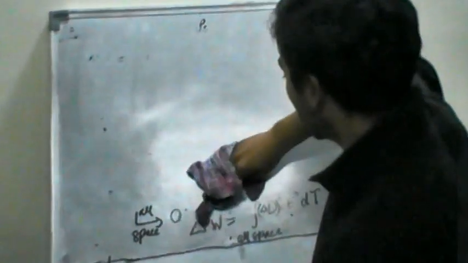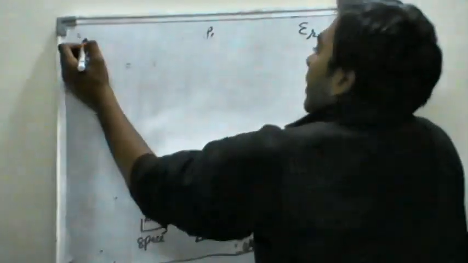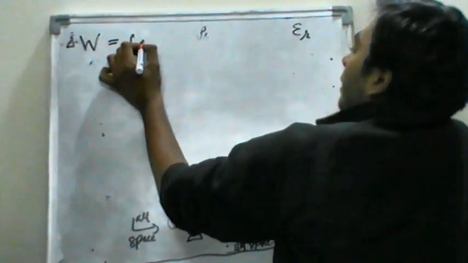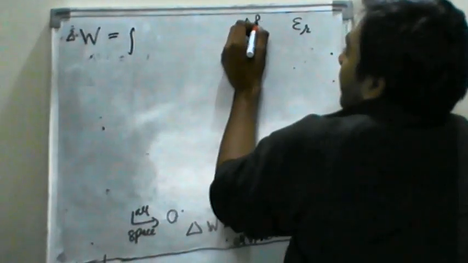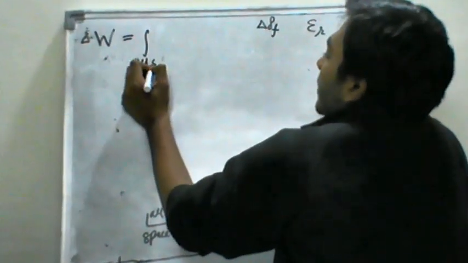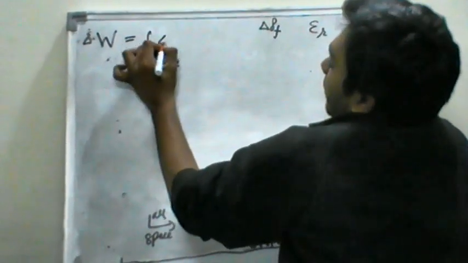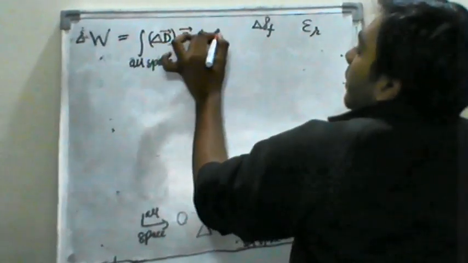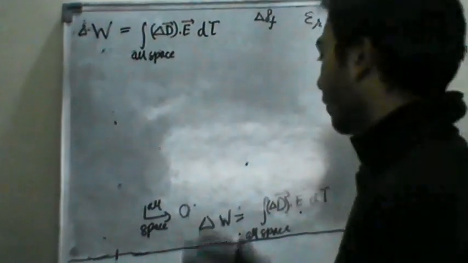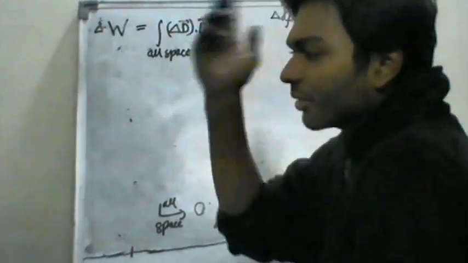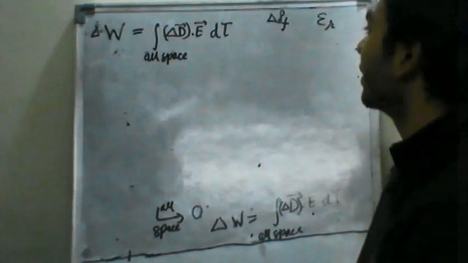What more do we know? Now the problem is, to be able to write anything more, we need conditions. So the extra work done to bring a charge delta rho f from infinity to here is integral over all space of delta D dot E d tau. Right? The problem now is we cannot solve this any further unless we have any good condition given. That's all we can do. We don't have anything else.